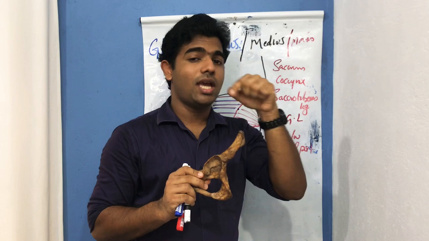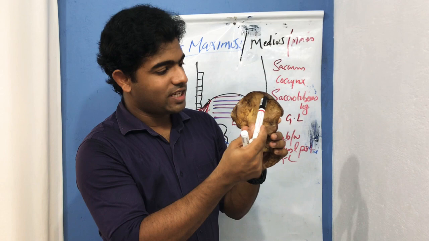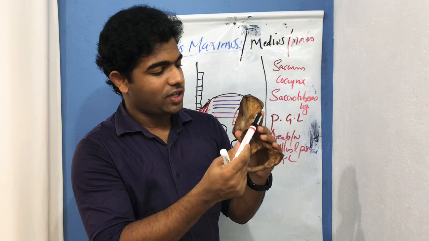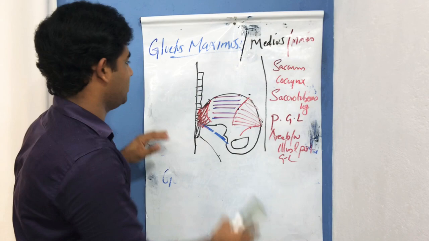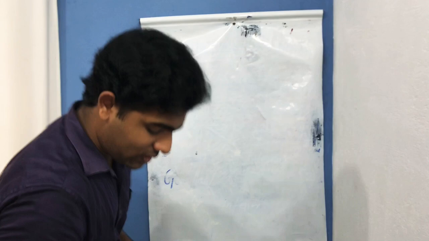So gluteus maximus is from the posterior gluteal line on the outer surface of the ilium and the area behind the posterior gluteal line. Gluteus medius is from the anterior gluteal line and posterior. This one is from the inferior gluteal line and anterior gluteal line. That's how you have to remember the origin of three muscles. We studied three muscles in one of the most simplified manners, just by remembering the gluteal lines. Now let us study the other muscles, the obturators.